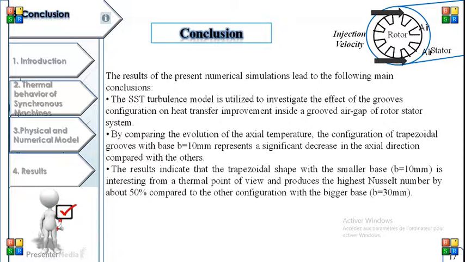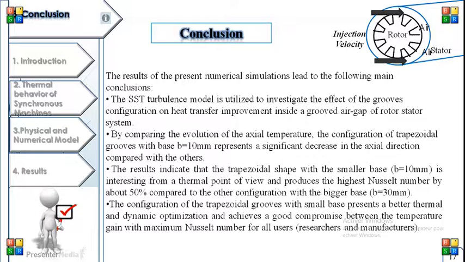The results indicate that the trapezoidal shape with the smaller base b equal to 10 mm is interesting from the thermal point of view and produces the highest Nusselt number, by about 50% compared to the other configurations with a bigger base. So in this case, the configuration of trapezoidal grooves with small base presents a better thermal and dynamic optimization and achieves a good compromise between the temperature gain and maximum Nusselt number, for all users, researchers and manufacturers.